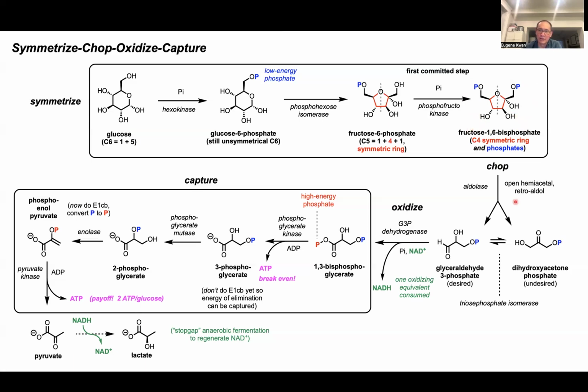All right, so then we're going to open up this hemiacetal, and then we're going to do retroaldol to chop it into glyceraldehyde phosphate and dihydroxyacetone phosphate. And these are going to be related by an enediol intermediate, and this tautomerization process is going to be catalyzed by triose phosphate isomerase, which is an amazing, what they call perfect enzyme that essentially works at diffusion-controlled rates. Right? You can imagine there's a tremendous amount of evolutionary pressure to make glycolysis very efficient.